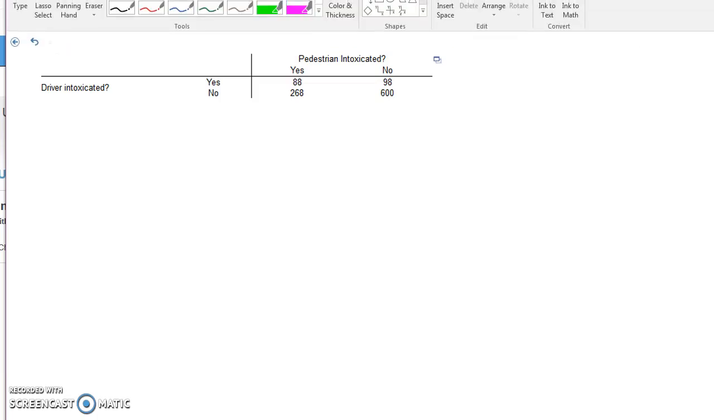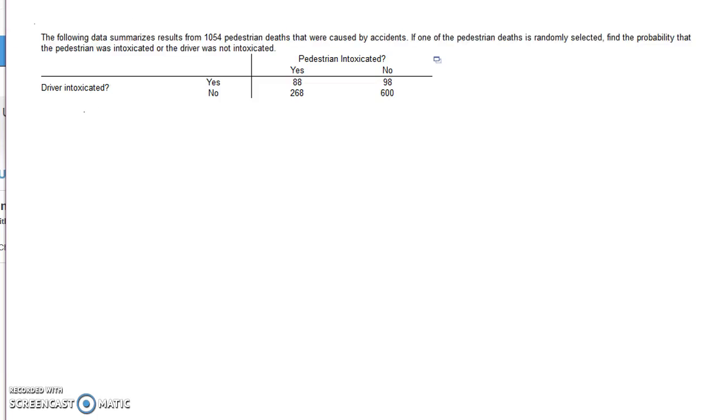Okay, so this is a really important one that we get down for the midterm. It says the following data summarizes the results of 1,054 pedestrian deaths that were accidents. If one pedestrian death is randomly selected, find the probability that the pedestrian was intoxicated or the driver was not intoxicated.